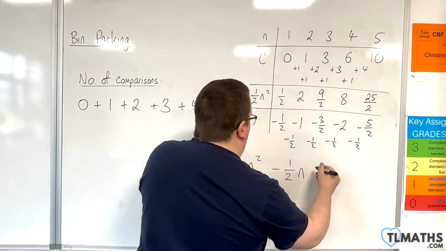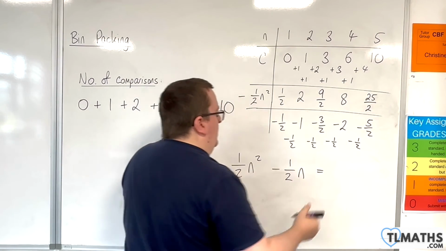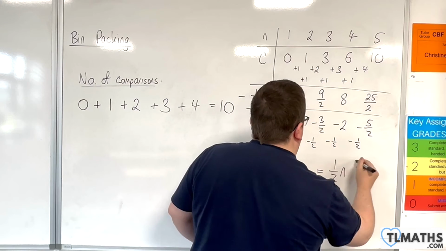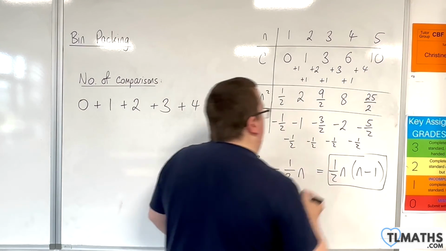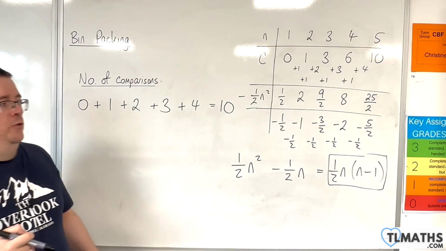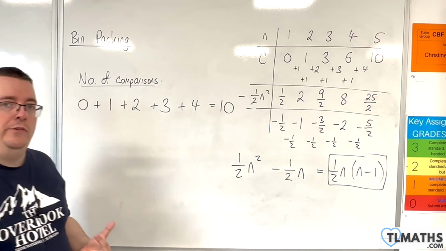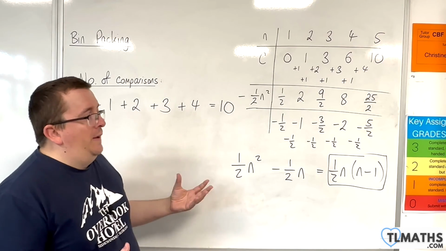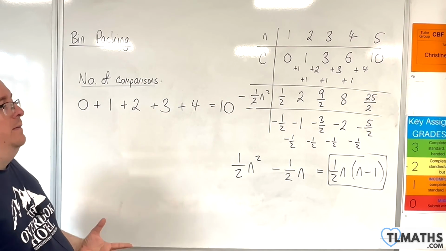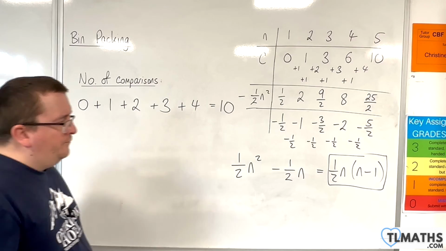And of course this can be factorised. And this is 1/2 n(n minus 1). So this is the nth term for the total number of comparisons that I need in the worst case scenario for first fit or first fit decreasing bin packing.